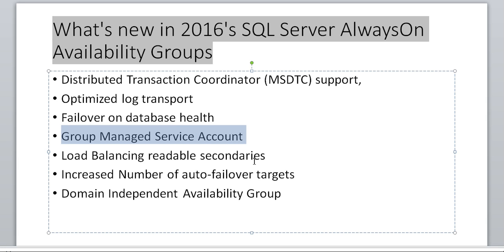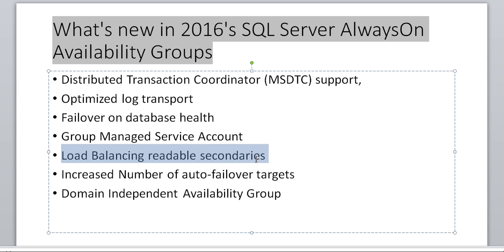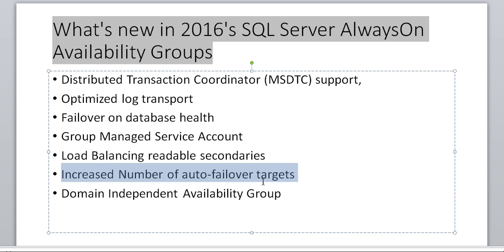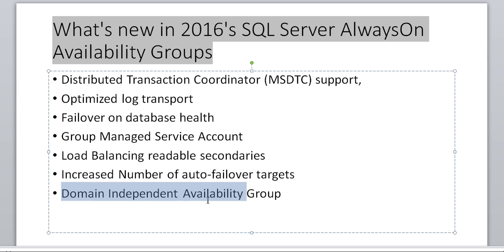The group managed service account, I have already told you, you can read about these things. This is also a good feature. In GMSA you don't need to reset the password, meaning you need not worry about the password, it's automatically managed by AD. So I would suggest you go and read about GMSA. The load balancing of readable secondaries is also a pretty good feature. Increased number of auto failover targets and domain independent availability groups are also good features, you can read about them. So these are the major enhancements in 2016.